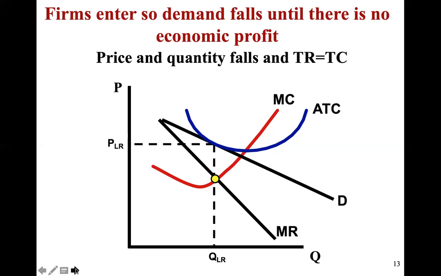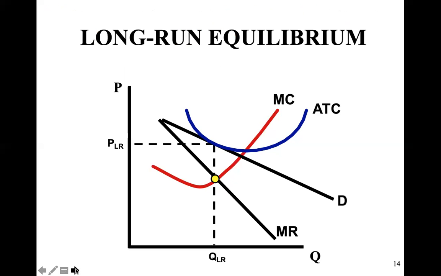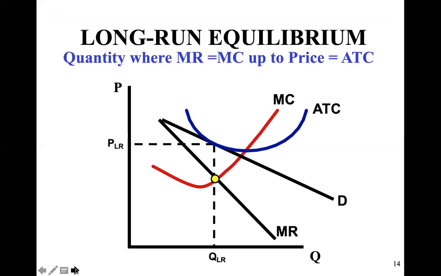This is when we are in long run equilibrium, because there's no longer an incentive for firms to leave the market. There's no longer an incentive for firms to enter the market. That is long run equilibrium. The quantity where marginal cost equals marginal revenue is right directly below where price equals the ATC. That's where we're eventually going to settle in the long run.